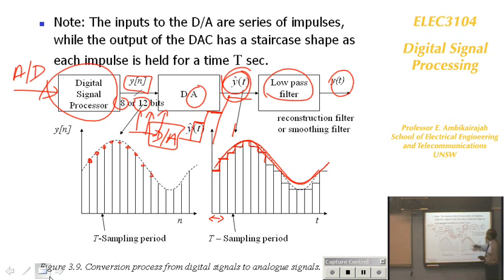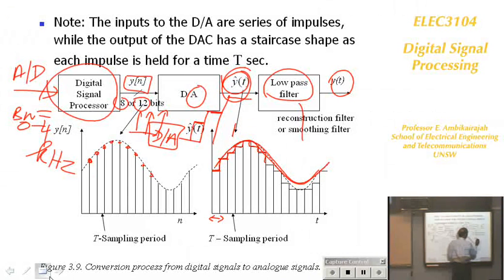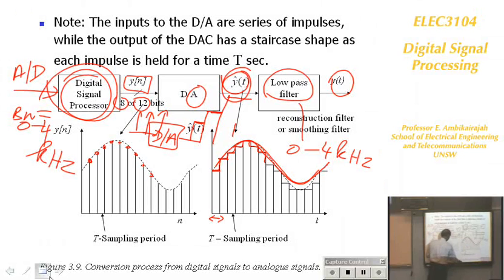This low pass filter bandwidth is exactly the same as the bandwidth of the pre-filter. If your pre-filter bandwidth is 0 to 4 kilohertz, then your low pass filter here is also 0 to 4 kHz. That's exactly what you need. So after processing the signal, you must have a D2A converter and a low pass filter. It's very important for you to have that.